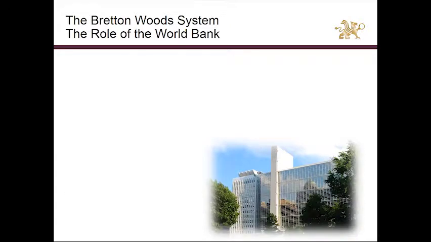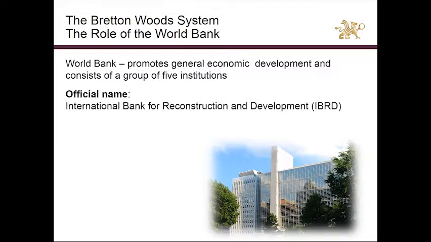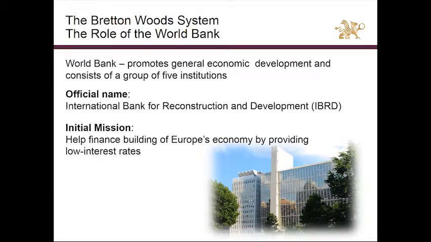The World Bank promotes general economic development and consists of a group of 5 institutions. The official name for the World Bank is the International Bank for Reconstruction and Development, or IBRD. When the Bretton Woods participants established the World Bank, the need to reconstruct the war-torn economies of Europe was foremost in their minds. The bank's initial mission was to help finance the building of Europe's economy by providing low-interest loans.